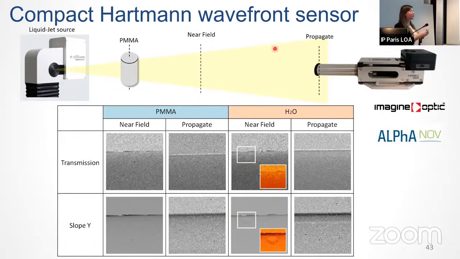We had two test samples. One was a PMMA rod, and the other one was a capillary filled with water. And with the Hartmann sensor, we can reconstruct transmission and deflection maps. What we can see is that in the slope, so in the deflection image, we see the presence of an air bubble inside the sample, while in the transmission map, it is completely vanished.